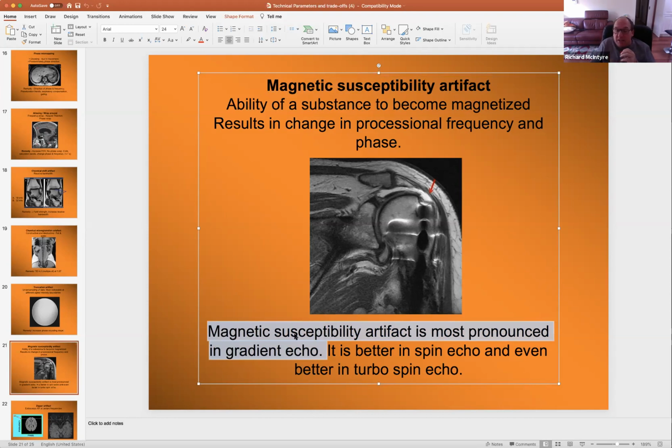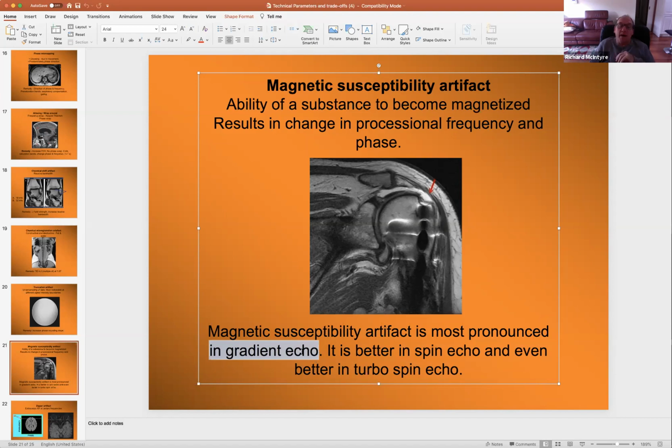Better in spin echo and better in turbo spin echo or turbo inversion recovery because we do multiple refocusing pulses. So we put 180-degree pulses in to refocus those spins. That reduces the effect of the inhomogeneous magnetic field. If we were to use that magnetic field to refocus those spins, we know that the magnetic field is not the same. So if we're using something that's not the same on something that's not the same, we're going to get a worse artifact.